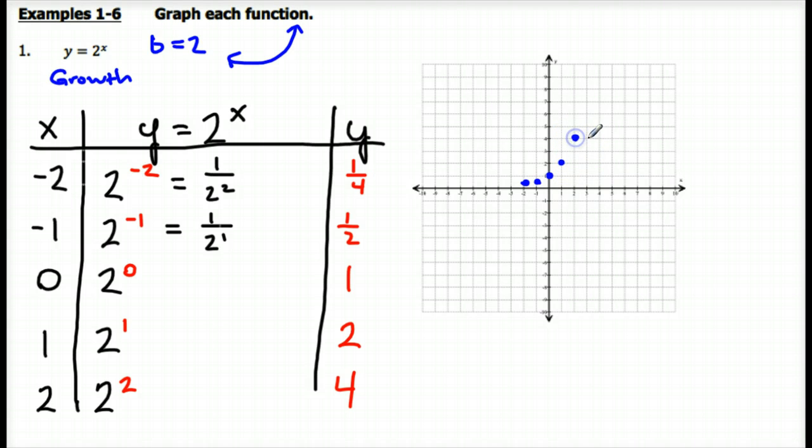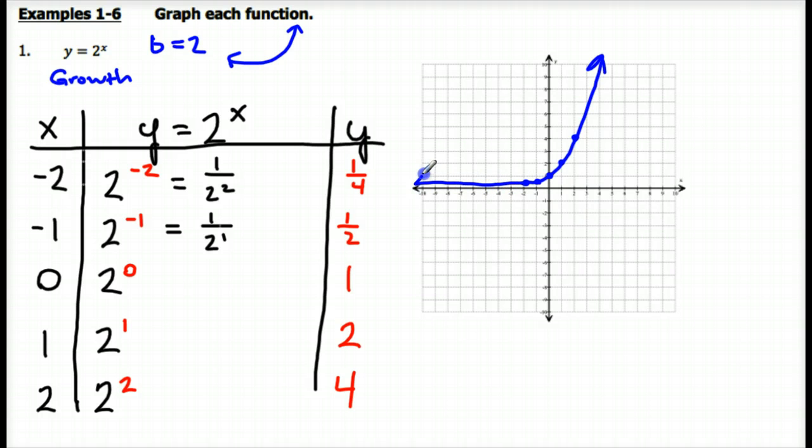Okay, and you can see that this graph right here is taking this basic shape of a sort of J shape. Okay, and this is the basic shape of an exponential growth function. And so we're going to connect our dots in a nice curve. The first part of the graph is going to look almost like a flat line. It's going to look like this.